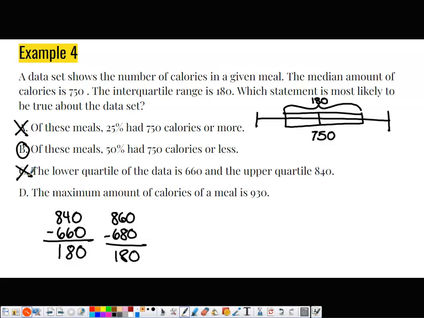And then option D, the maximum amount of calories is 930. I mean, it makes sense, like it could be, right? It could be 930, but at the same time, it could be another number as well, right? So instead of 930, it could be 1,100, right? So we don't know for sure that the maximum amount of calories is 930, so again, it cannot be option D. Therefore, the final answer has to be option B. That's the only one that is always going to be true with this data set.